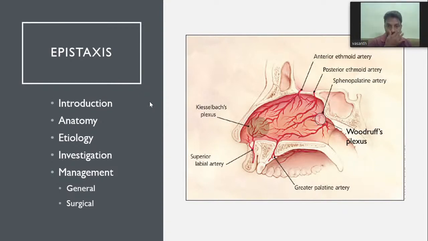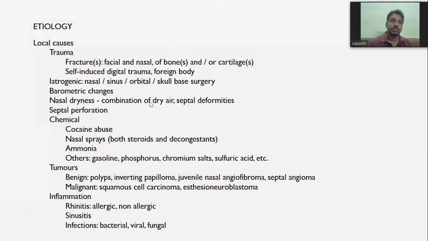And then you can go with the etiology. The etiology of epistaxis is very vast. You have two types: the local type and the systemic type. Local causes start from trauma, barometric and pressure changes, nasal dryness, septal perforation, chemical abuse like cocaine, nasal sprays, ammonia, and mass lesions, tumors that can be benign or malignant, and inflammatory conditions like rhinitis and sinusitis can also lead to epistaxis.